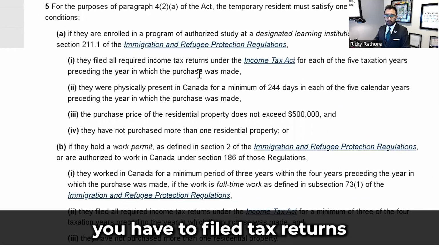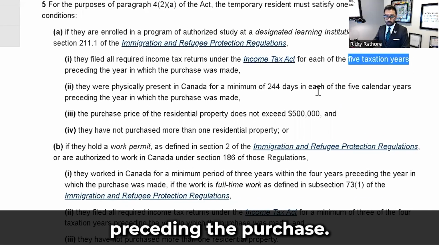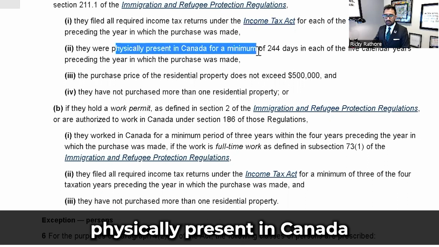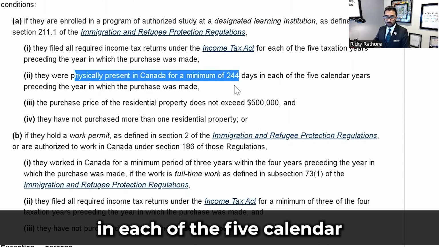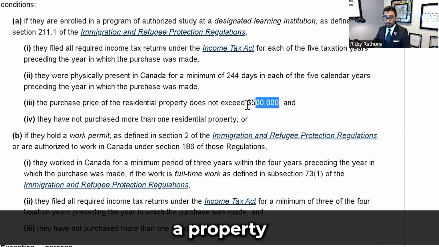1, you have to have filed tax returns for 5 of the taxation years preceding the purchase. The second requirement is that you have to have been physically present in Canada for a minimum of 244 days in each of the 5 calendar years prior to the preceding year of the purchase. 3, you can't buy a property more than $500,000.